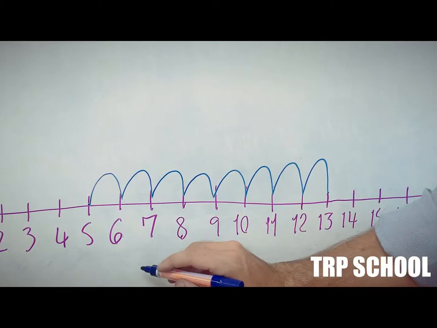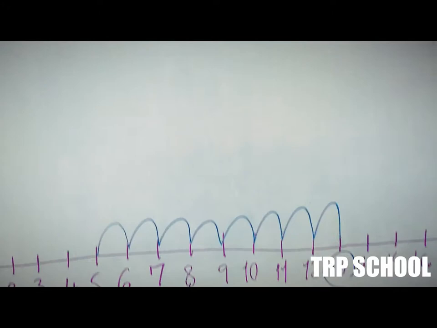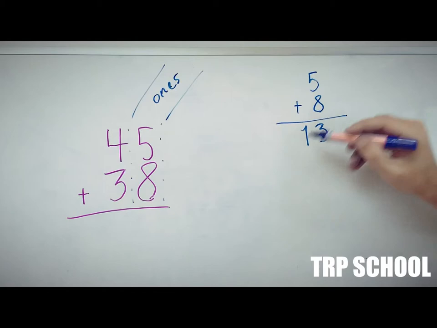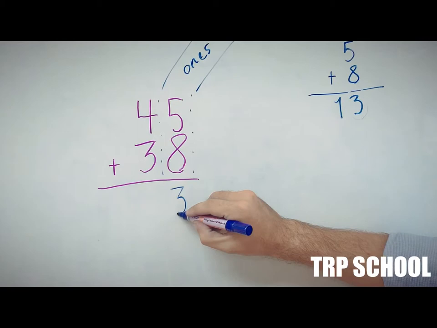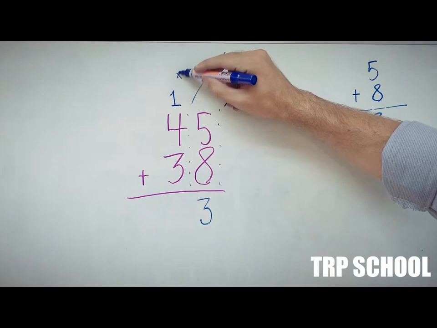5 plus 8 equals 13. We're going to write 13 in my box right here. Since we're only doing the ones place right here, I'm going to take my 3 and put it here. Now I can carry over my 1, since this is one group of 10, to my tens place. Let me write tens right here.